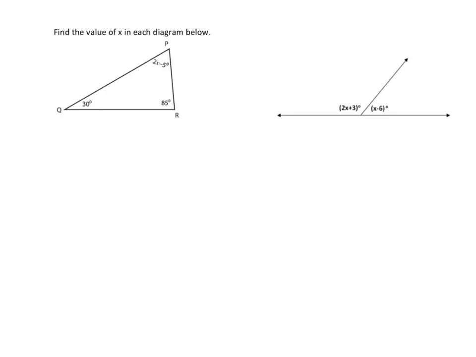This last question, I'm going to look at two diagrams. It also does say find the value of X in each diagram below. This relationship on the left, we have a triangle. And all triangles, the relationship between those is that they have to equal 180. The total is 180. I'm going to list out the angle measurements, the amounts that I know in each corner, 30 plus 85, and then I have 2x minus 5.